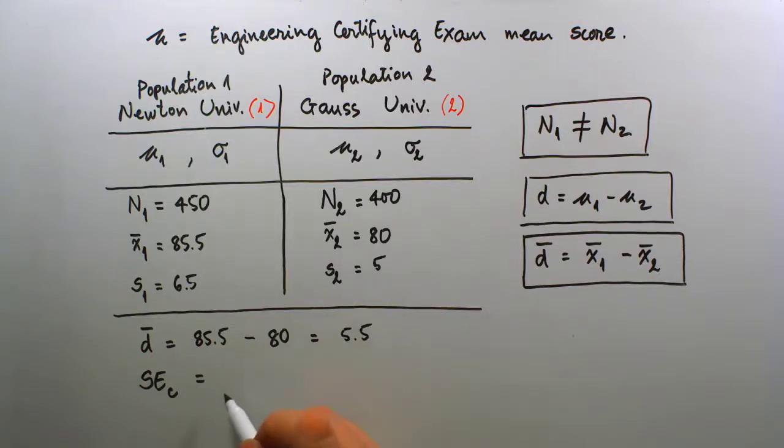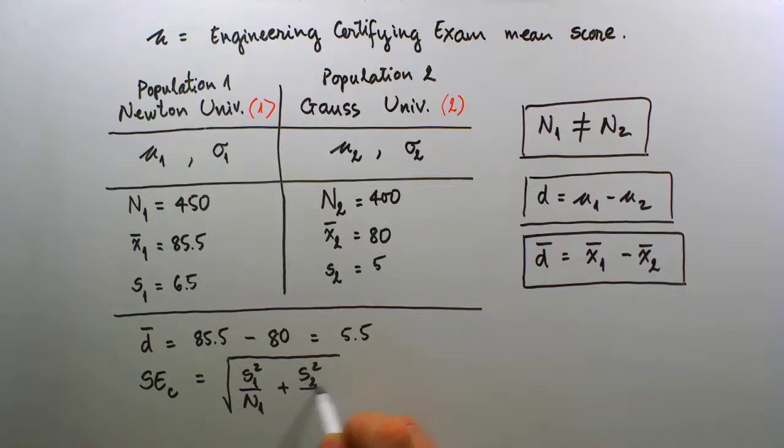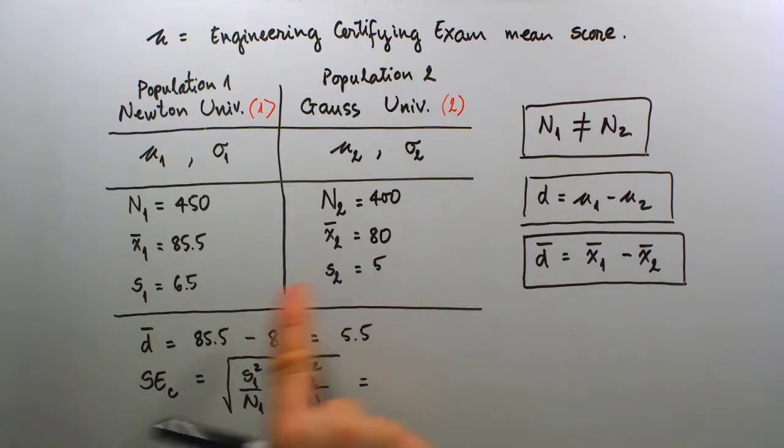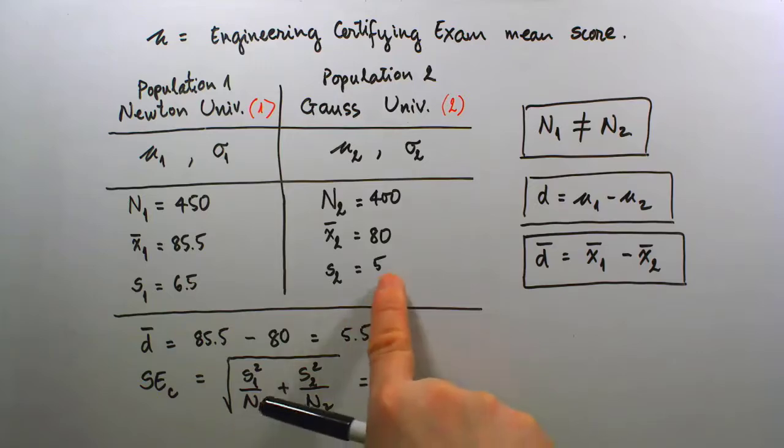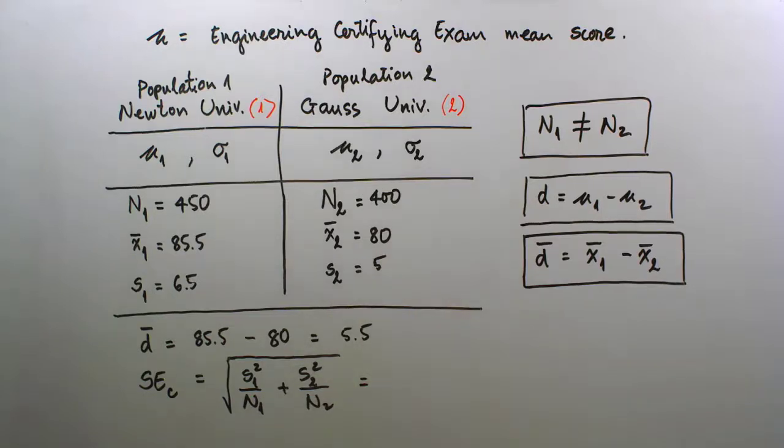So as a formula, as a quick reminder, it's S1 squared over N1 plus S2 squared over N2, and the entire expression is inside a square root. And so we can easily substitute in all of these values: 6.5 for S1, 5 for S2, N1 being 450 here, and 400 for N2.